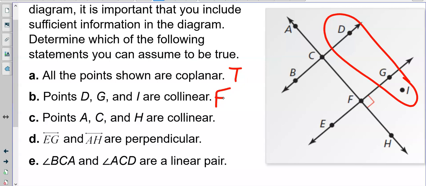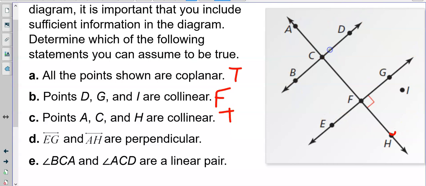A, C, and H are collinear. Well, A is here, C is here, H is here. They are on the same line, so that's true. EG and AH are perpendicular. Right, EG is right here. AH is this big long line right here, and since we see that symbol, we know it's true.